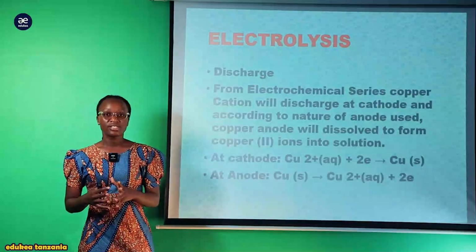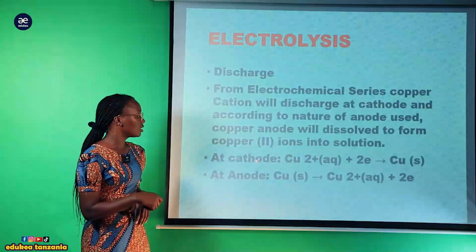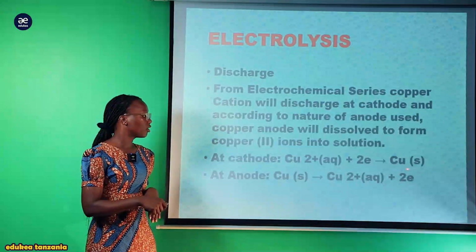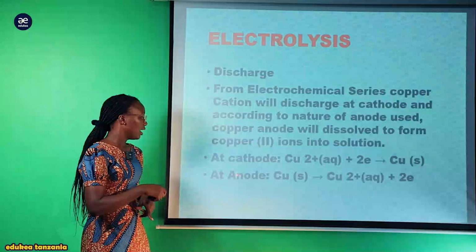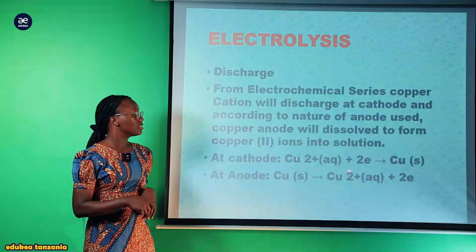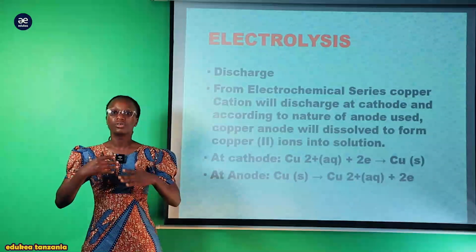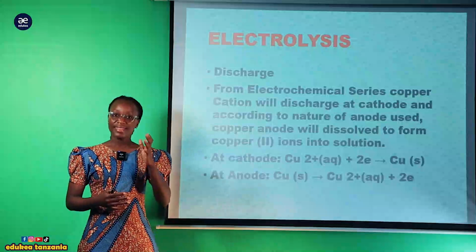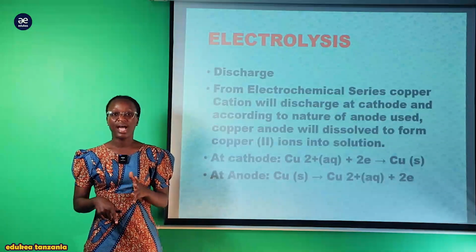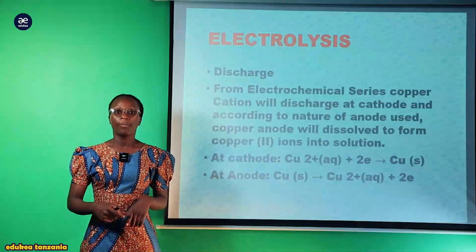Now, the reactions that occur at the anode and the cathode are as follows. At the cathode, we have the copper. Copper tends to discharge, where we are going to have the copper metal, but at the anode, this copper metal tends to dissolve to form copper ions. That is, at the cathode we have seen that it discharges and forms metal, but at the same time at the anode it dissolves to form the copper ions.